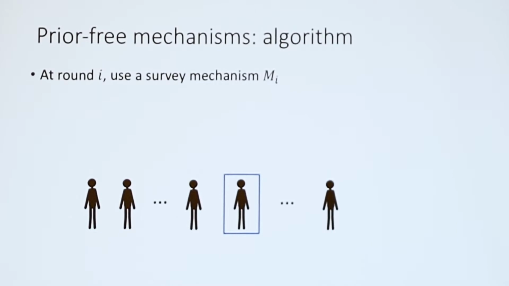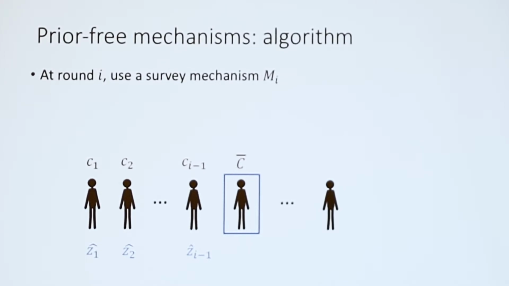So here's how our mechanism works. At each round, we'll purchase data with a survey mechanism. So at round I, I'll first post a survey mechanism, and the data holder will know the mechanism and report his cost. And we decide the probability to purchase the data. Suppose now we are at the beginning of round I. We want to purchase the data of the I-th data holder.